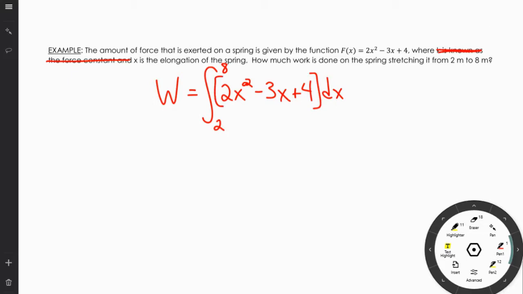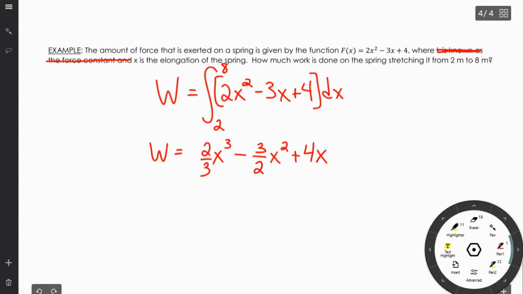All right, and so then we're going to do our integral. So this becomes cubic, so it's going to be 2/3 times x cubed minus, this becomes a squared, so it's going to be 3/2 x squared, and then this becomes a line of 4x. And we're going to evaluate that from 2 to 8. When you get something like this, it becomes a little more lengthy, because our lower limit is not 0.